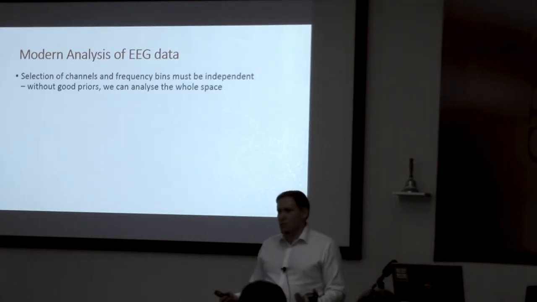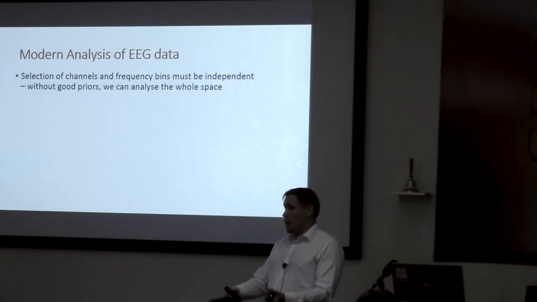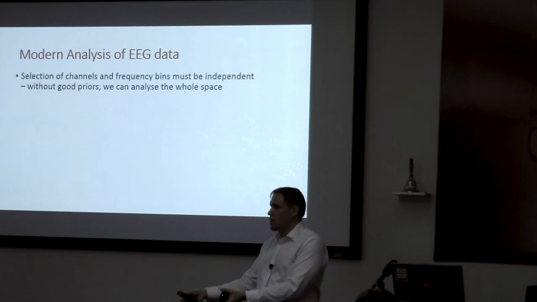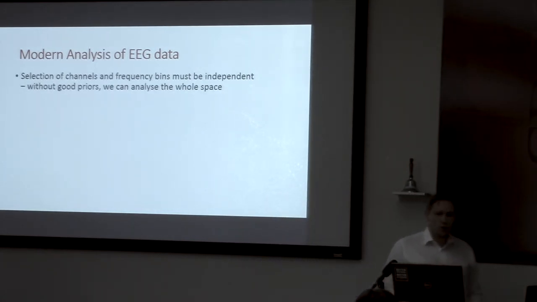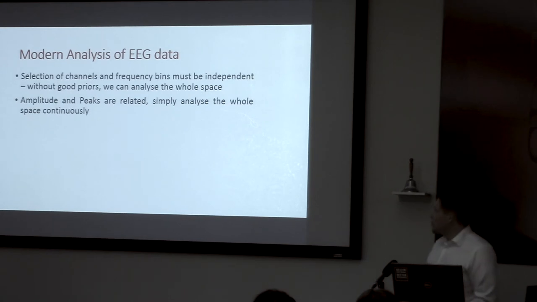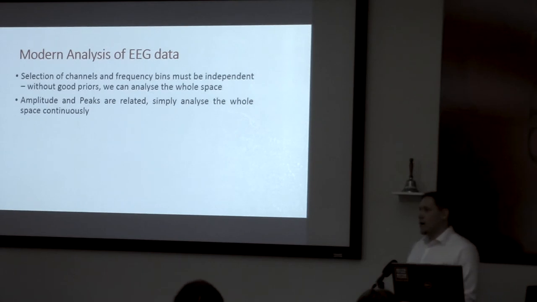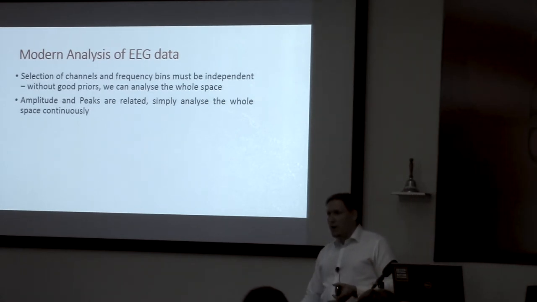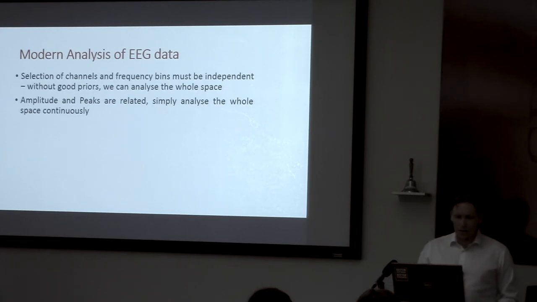Now good priors do exist because we do experiments and we repeat experiments. So we do an experiment and say, well, I know this effect exists there, I can do a new one and look there. That's absolutely fine. But if you don't have that, then if you want to have a good control of type 1 error, you have to go through whole space analysis. The amplitudes and the peaks are related to each other, right? Because if I have a bigger amplitude, it will take longer to peak. And so therefore, you don't really have reasons to look at differences in terms of latency and amplitude. You can just look at the whole space.